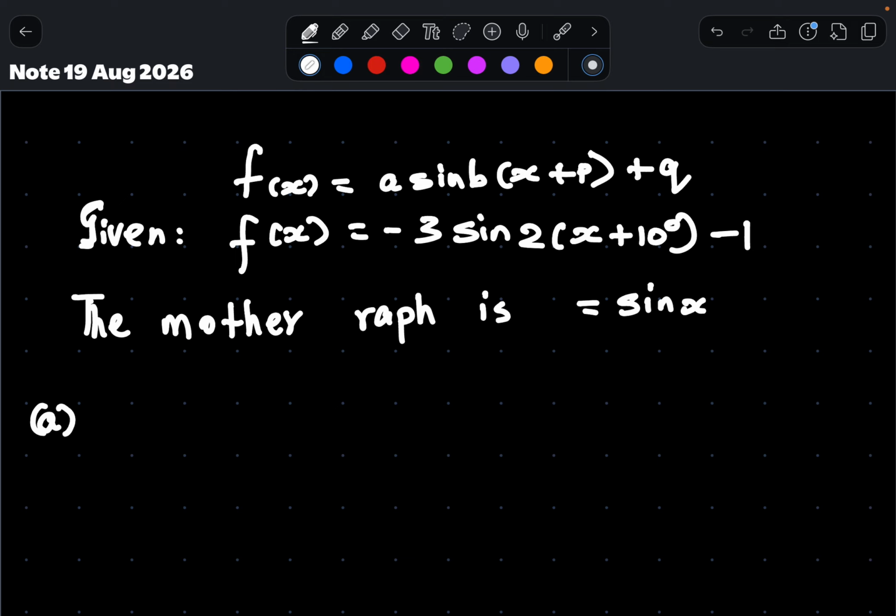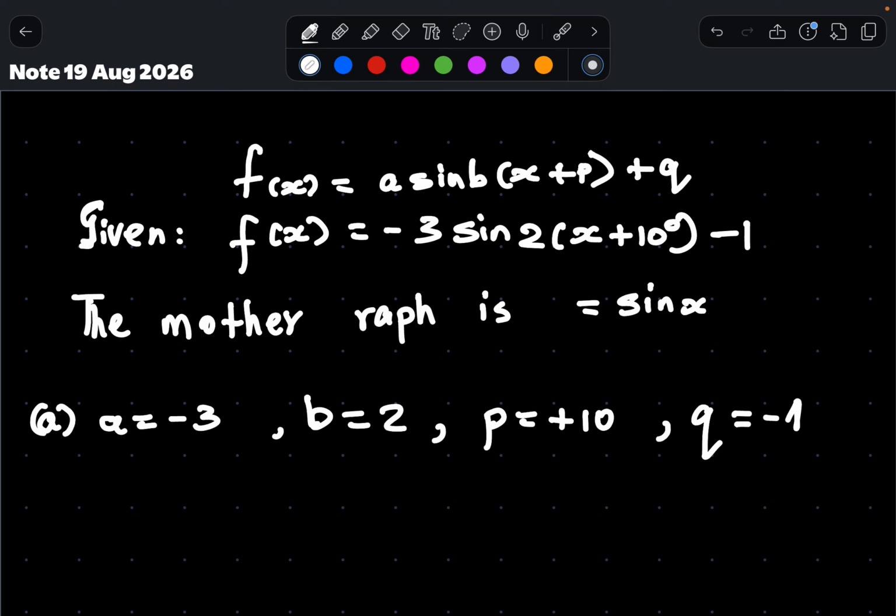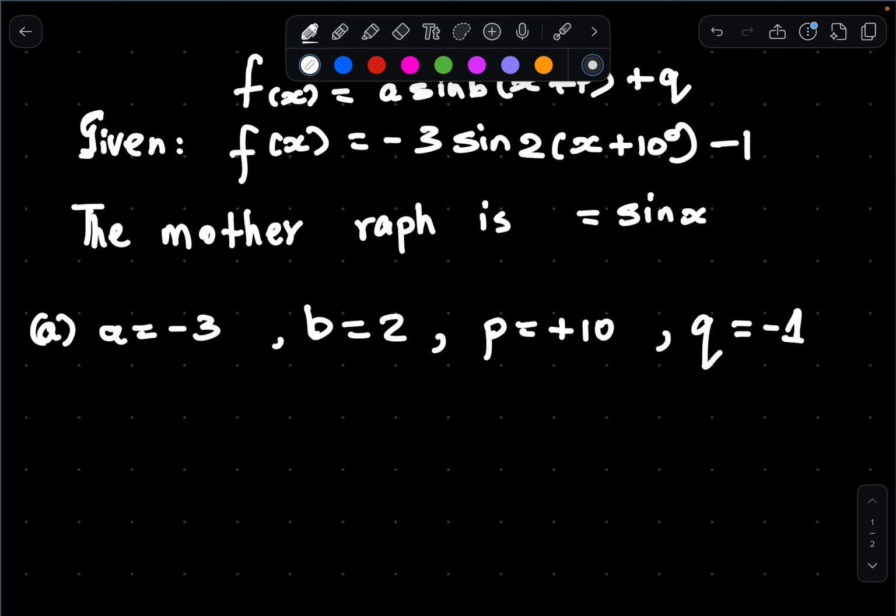So let's extract. a will be minus 3. And then we can see that b would be 2. Then we can see that p would be positive 10. And q would be negative 1. Those are the 4 things you must always be able to extract from any given trigonometric function. And from there, we can get a whole lot of things.